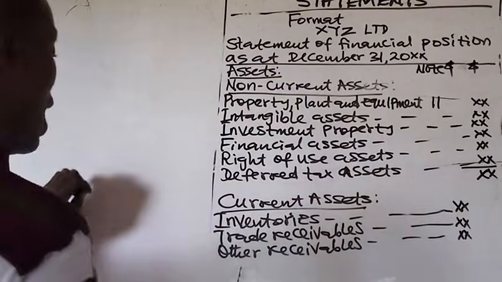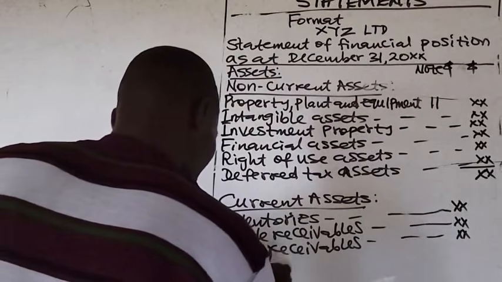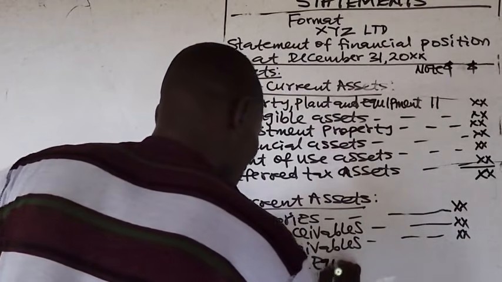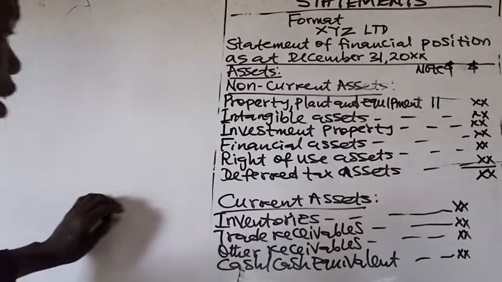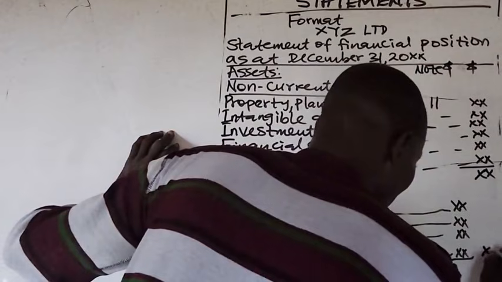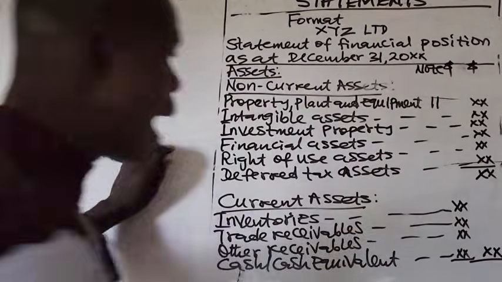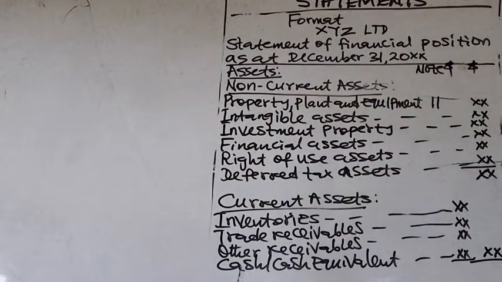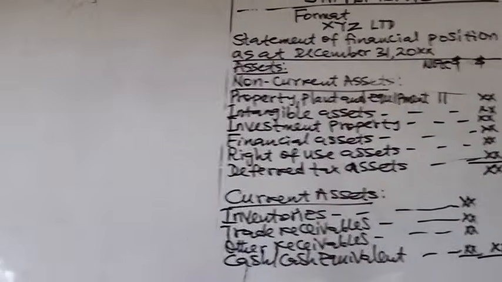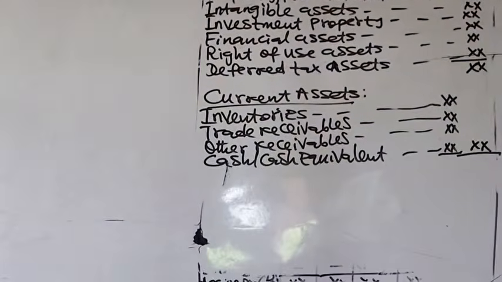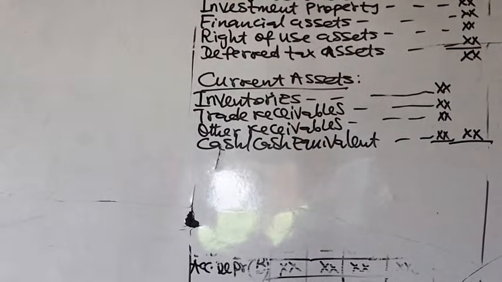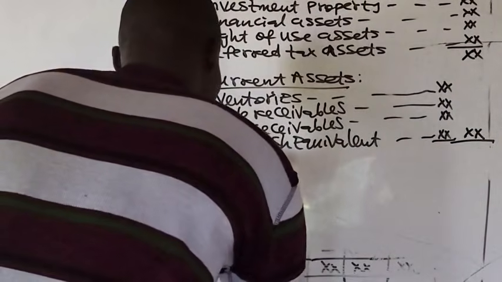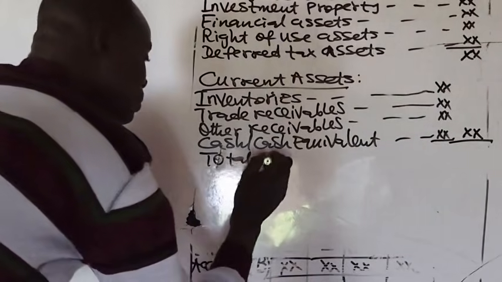Then you may have cash or cash equivalent. These are some of the current assets. You sum up the current assets in order to get the total. You now add the current assets and the non-current assets to get the total assets. The total assets will be current assets plus the non-current assets. So we have total assets.